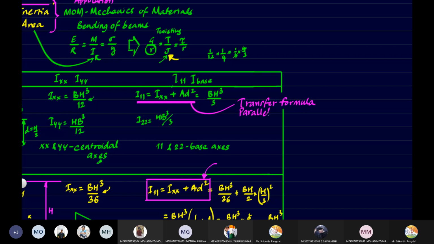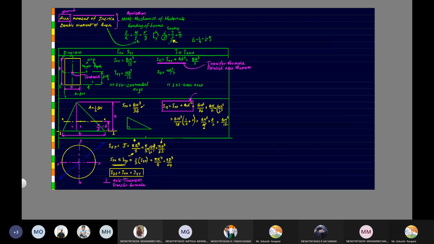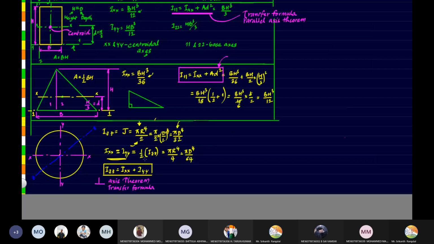Parallel axis theorem. So if you are asked what is the transfer formula, you should write both of these. If you are specifically asked about the parallel axis theorem or the perpendicular axis theorem, you have to write whatever is asked. Is this clear? Any doubts here?